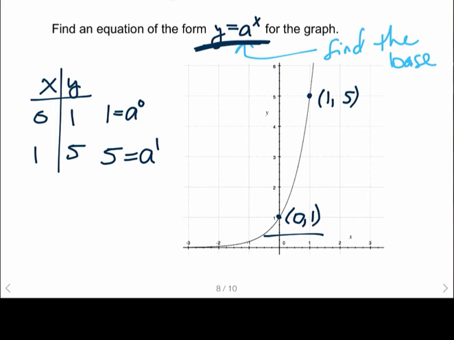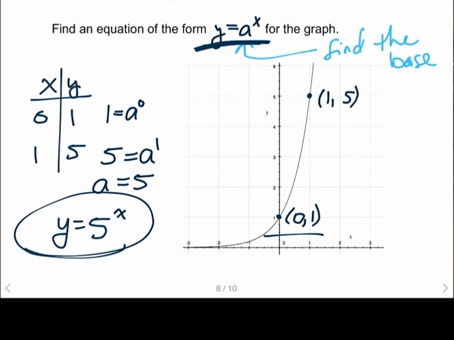And if you think about that for a couple of seconds, then you'll see that that means that a is equal to 5. Knowing that, our function is y equals 5 to the x. We just had to find the base, and having the 0.15, together with knowing that there was no horizontal or vertical translation or a stretch, was sufficient information.